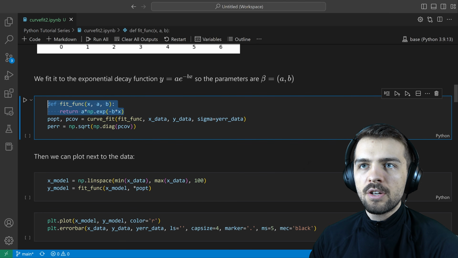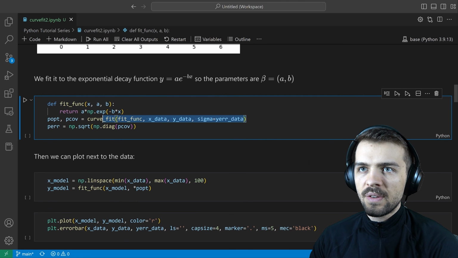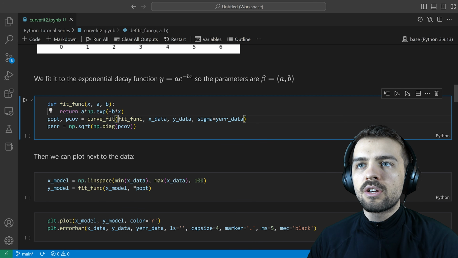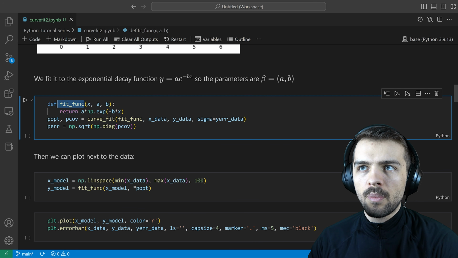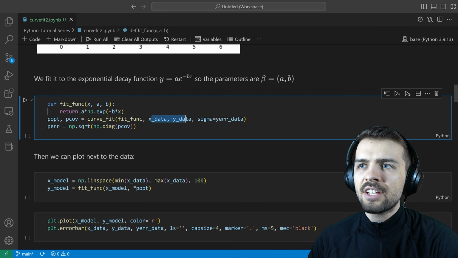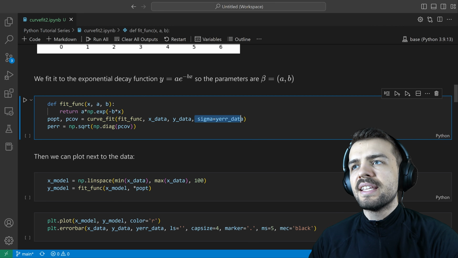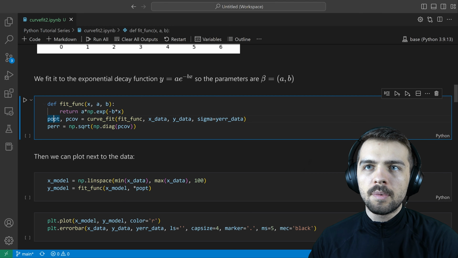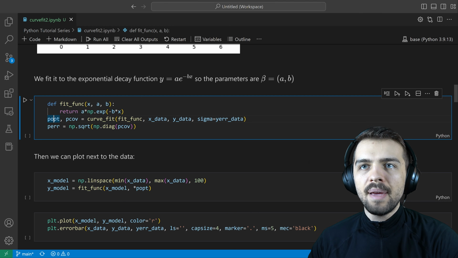So here I define my fit function. Again, this is what I do in the curve fit video. You can check that out. Again, there's a link below to curve fit. And I can call this function on my fit function. This is what I want to fit the data to, my x data and y data, as well as the errors on the y data to get my optimal parameters, p optimal, and my covariance matrix.